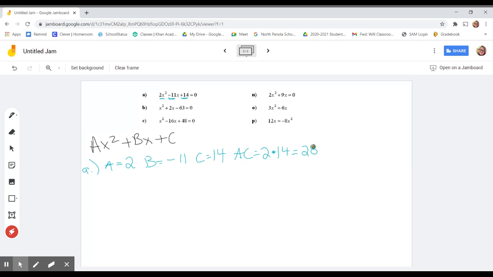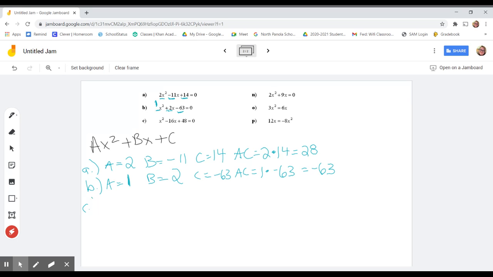Okay, go ahead and do B. I have x squared plus 2x minus 63. So I have A, B, C, and AC. I don't have a number right here in front of the x squared, but I know because it exists, that has to be a 1. So this is going to be a 1. I have this 2 in front of the x, and I have a negative 63 in front of my c. And so I'm going to have 1 times negative 63 because it's my A times my c. And that's going to give me negative 63.